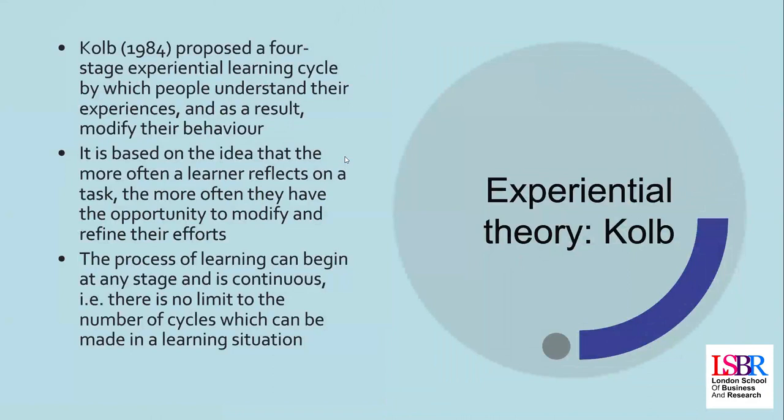So then we move on to learning theories. So we've got our learning styles. So we know how people learn. Now we need to think about how to teach them in order to be the best that we can, to teach them according to their style. So Kolb in 1984 proposed a four-stage experiential learning cycle by which people understand their experiences and as a result modify their behavior. It's based on the idea that the more often a learner reflects on a task, the more often they have the opportunity to modify and refine their efforts. The process of learning can begin at any stage and is continuous. There's no limit to the number of cycles which can be made in a learning situation.